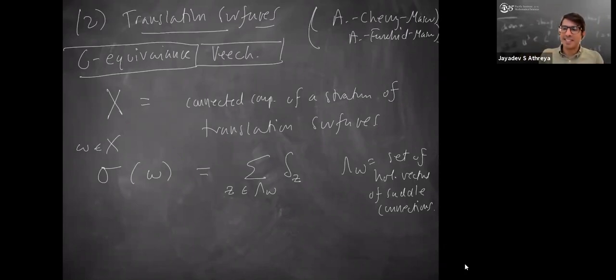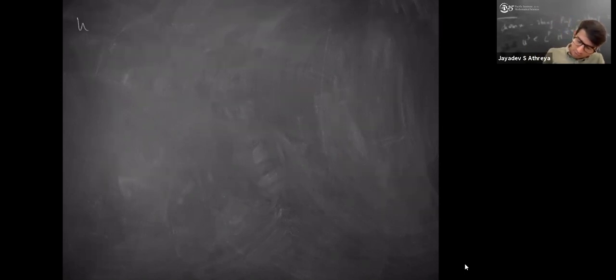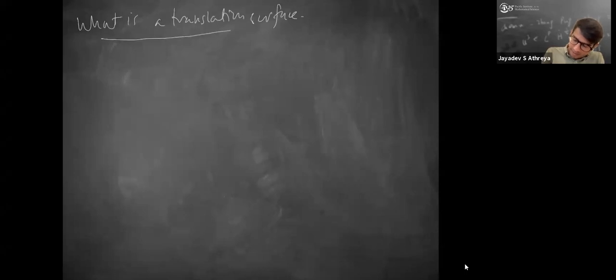If you haven't seen these, they may sound very fancy and intimidating, but all they are is they come from drawing pictures in the plane and playing Pac-Man on funny shapes. So what do I mean by this? What's a translation surface? And please tell me if I'm going too slow at any point. I'm happy to go through some of this stuff quicker, but it's the first talk of the term, so let's go a little bit slower rather than faster.